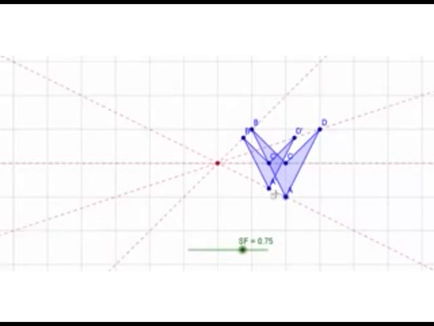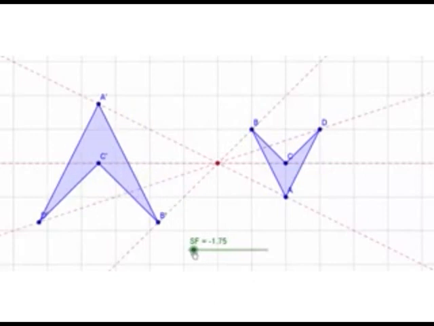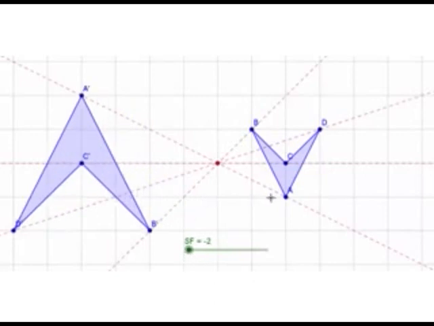So A and A prime move along the line and continue along that path. At the center of enlargement, the shape inverts. Keep going up to a scale factor of -2. Yes, we have an inversion, but now the image is bigger than the object, twice as big.